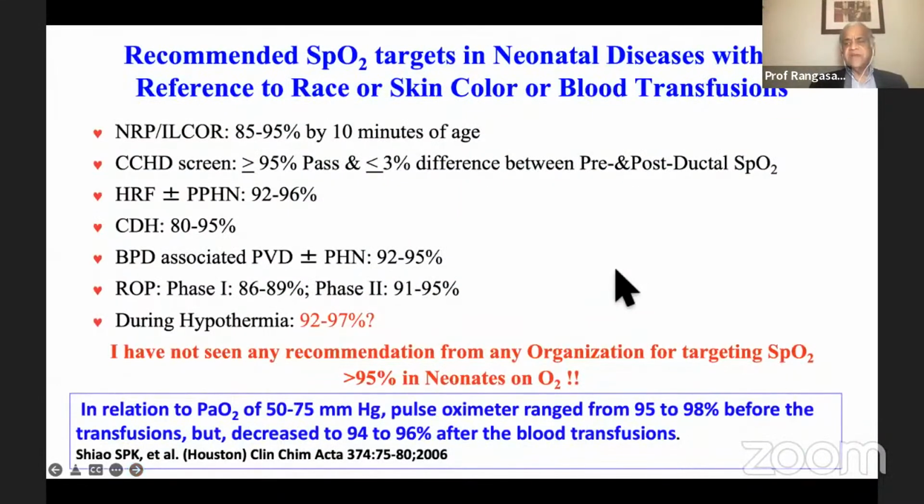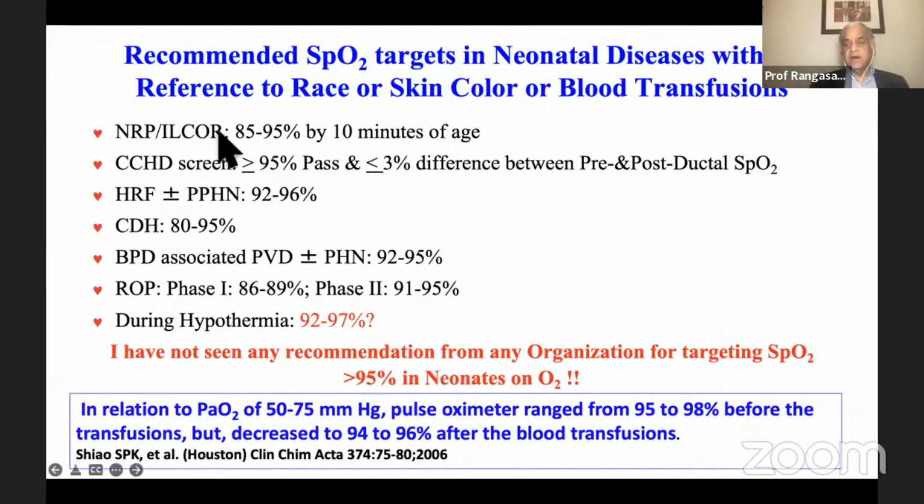So what are the recommended saturation targets? As Dr. Satyan said, there are no randomized controlled trials. These are all based on small studies, case reports, and expert opinion. They do not take into account race, which we are recently coming to know about the impact of skin color, and blood transfusions. The baby gets transfused, you have adult hemoglobin, which shifts the curve to the right.